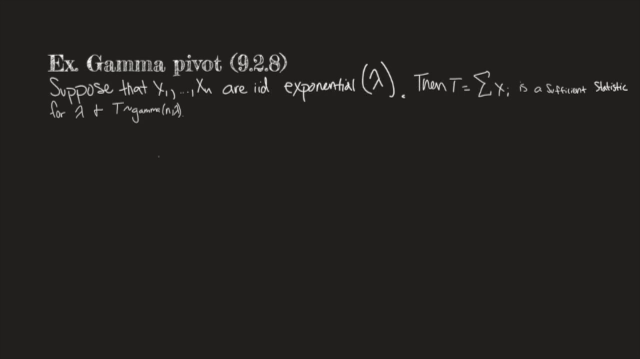So we're going to do a gamma pivot example, specifically 9.2.8 in the textbook. Suppose that X1 to Xn are IID exponential of lambda. Then our T, a summation of Xi's, is a sufficient statistic for lambda, and T is distributed as gamma of n, lambda.